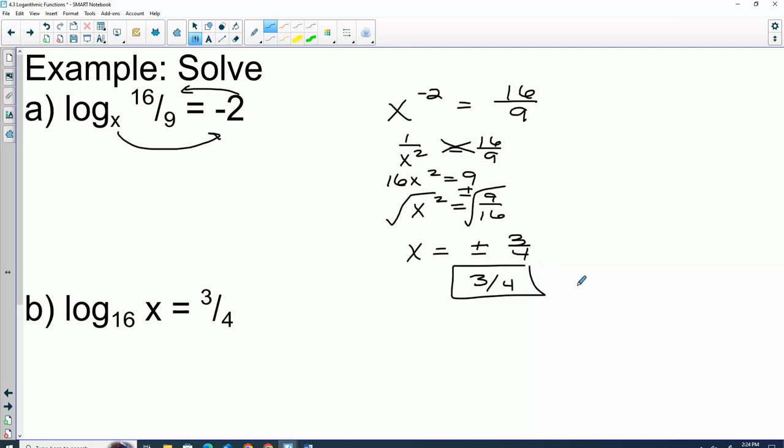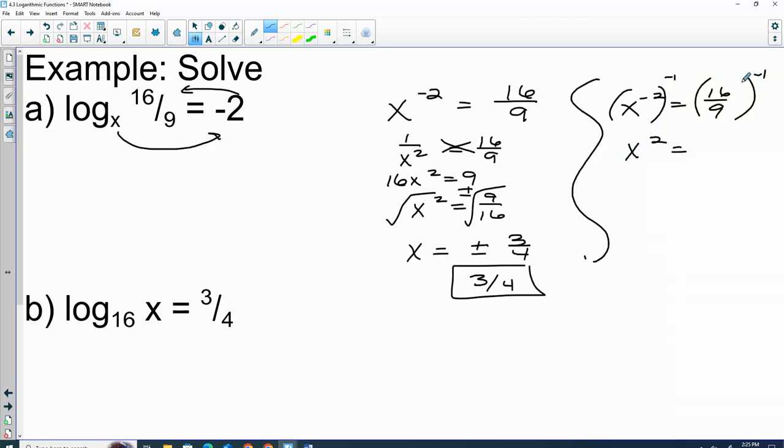I don't want you to think that x can never be negative. Could the original problem have been log of base opposite of x? Sure. So don't just assume that negative answers never work. Another way of solving this problem, we know we can take each side to a power, right? What if I did the -1 power on each side? -1 times -2 is +2. What would a negative power do to this? And then we can square root and get to the same point. So a couple different options there. Okay.